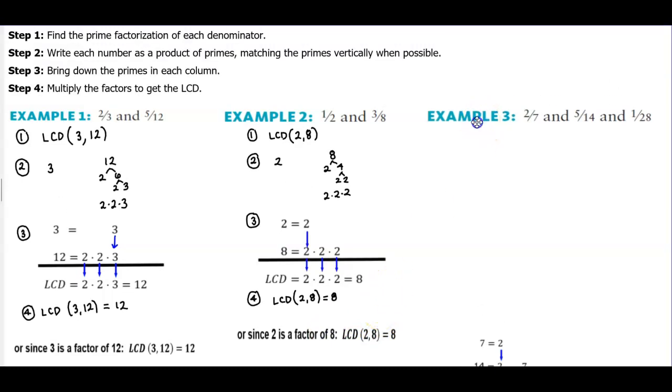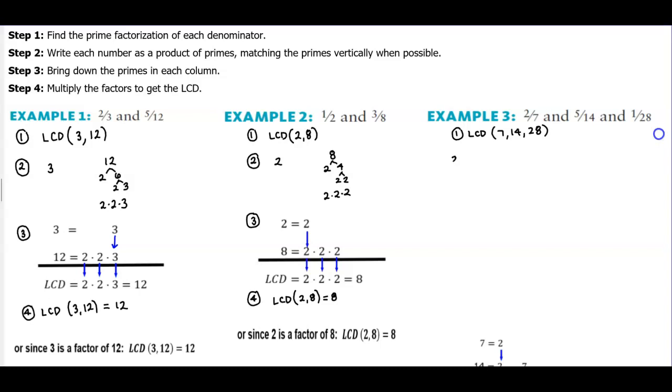Let's take a look at this last example. We have 2/7, 5/14, and 1/28. So what we want to do is find the least common denominator between all three numbers: 7, 14, and then 28. Now again, if you take a look at this, is 7 a factor of 14? The answer is yes. Is 14 a factor of 28? The answer is yes. Since 7 and 14 are factors of 28, then we should be able to know that the LCD is going to be 28.